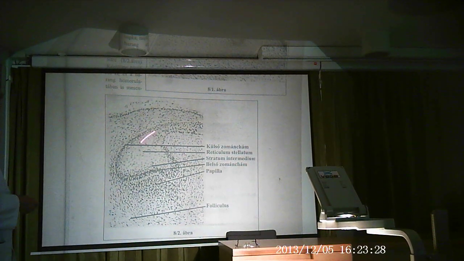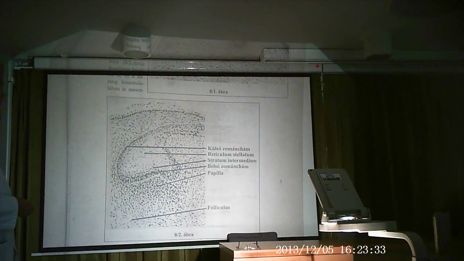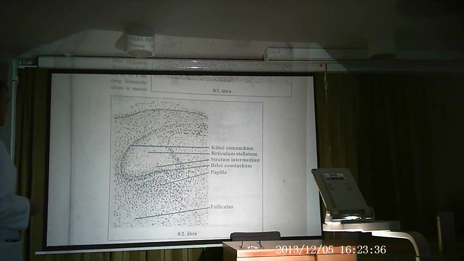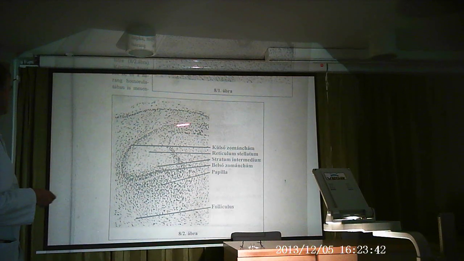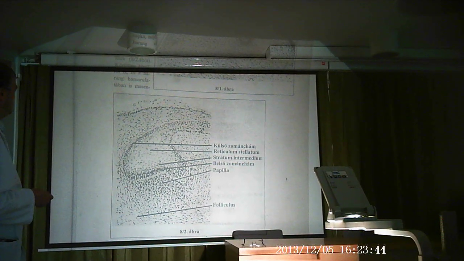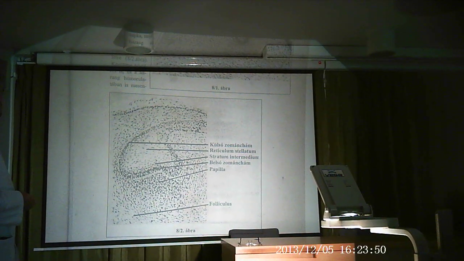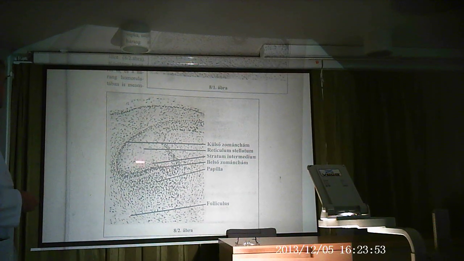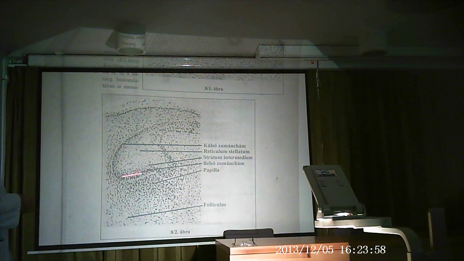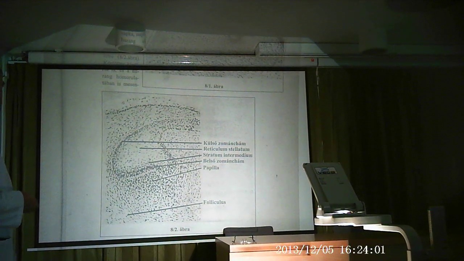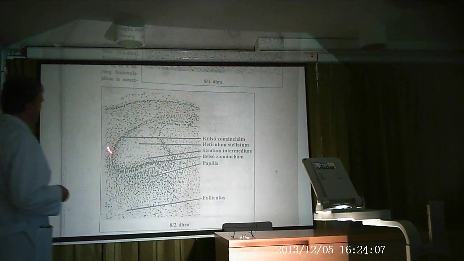This is a bud, or later in time there will be a cap form. This is a cap form, and it will be at first epithelial organ and then enamel organ. This is the outer enamel epithelium with cuboid cells, stellate reticulum with star-shaped cells, stratum intermedium with flattened cells, and inner enamel epithelium, columnar cells. This is the epithelial or later enamel organ.